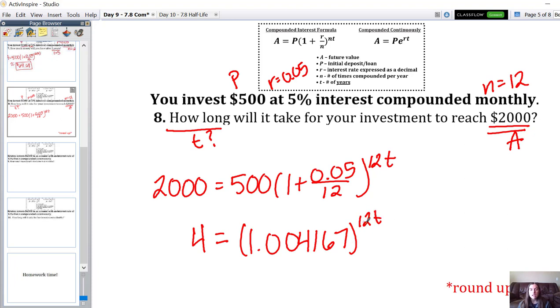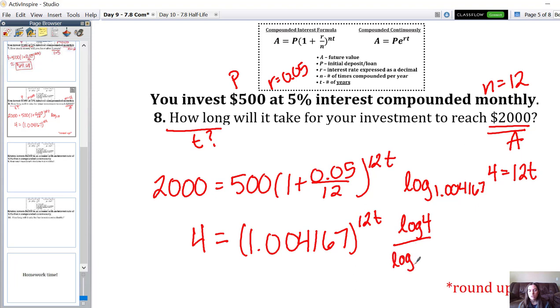Now, since our variable is in the exponent, we need to change this to a log. So our base is that 1.004 and so on. Our answer is 4, and that's equal to 12t. This left side, I can use the change of base formula. So now we have log of 4 over log of 1.004167 and so on, equal to 12t.